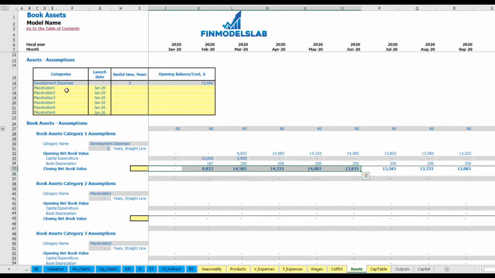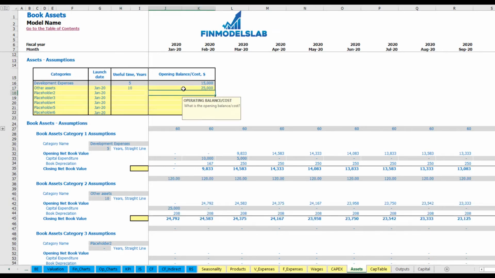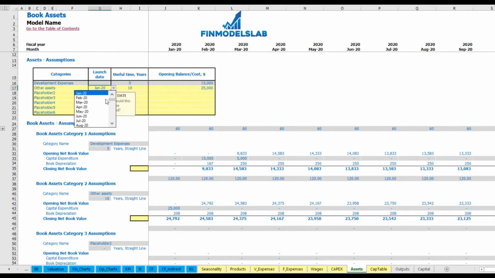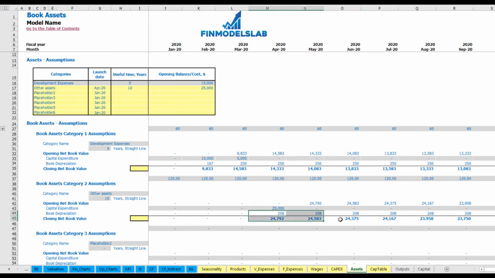Additionally, you have up to 6 placeholders for other assets. For example, other assets with a useful life of 10 years, with a cost of $25,000 and with a launch date in April. You may find it in here. You can see capital expenditure. You may see book depreciation by months for these amounts, and you may see closing net book value.